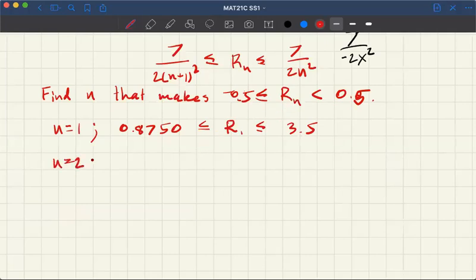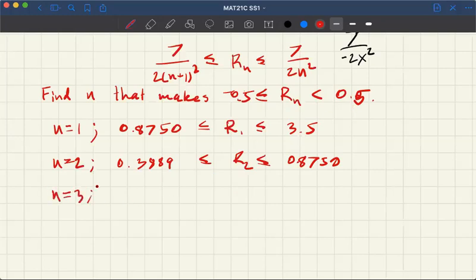Okay, when n is equal to 2, because 3.5 is still greater than 0.5. Now, when I plug in 2 into here, I get 0.3889 less than or equal to R2 less than or equal to 0.8750. It's still not in this interval because 0.8 is still greater than 0.5.